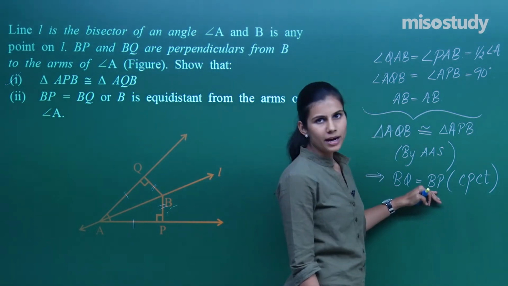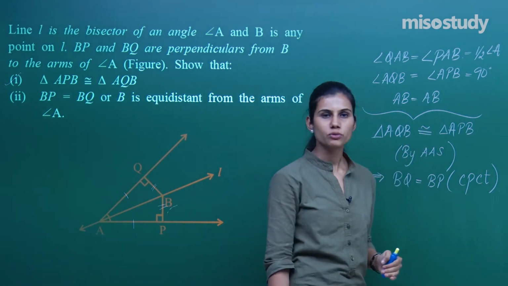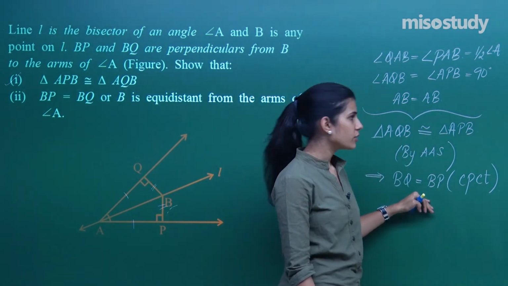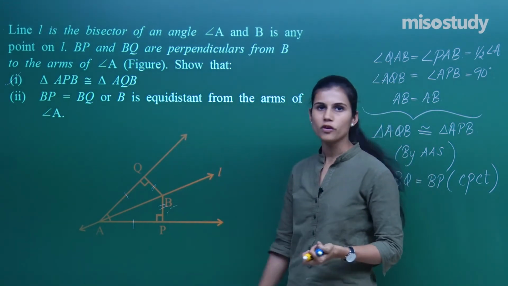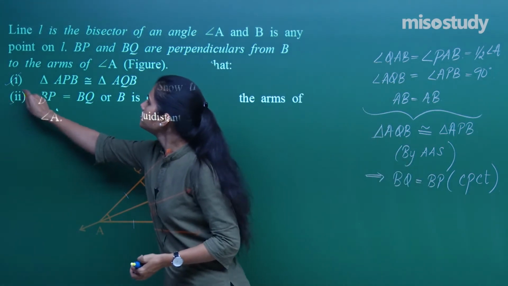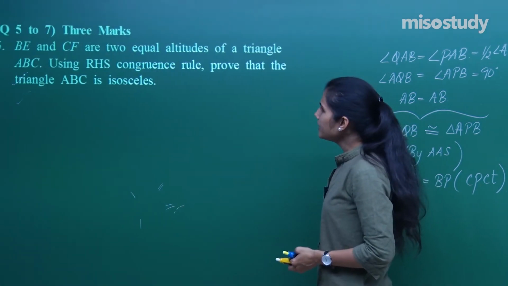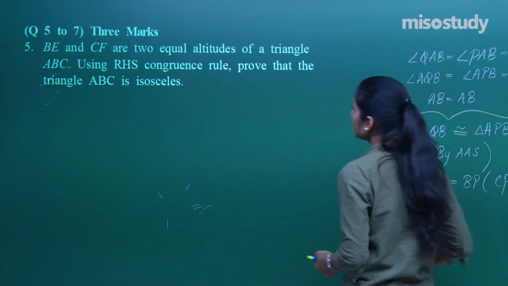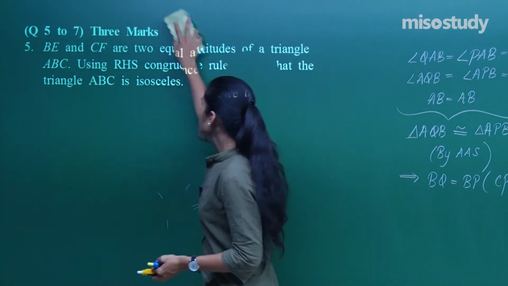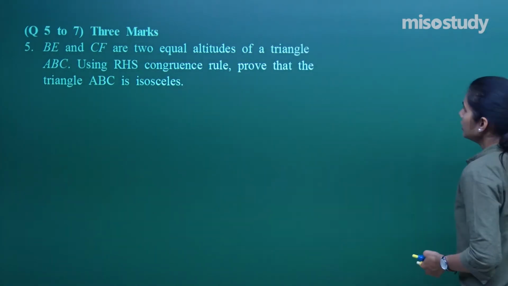This is the second part, which is proved as a result of proving the first part, that these two triangles are congruent, because these are nothing but corresponding parts of these two congruent triangles only. So we are done with the proof of both the parts. Clear? Next I have BE and CF are two equal altitudes of a triangle ABC. Using the RHS congruence rule, prove that triangle ABC is an isosceles triangle.